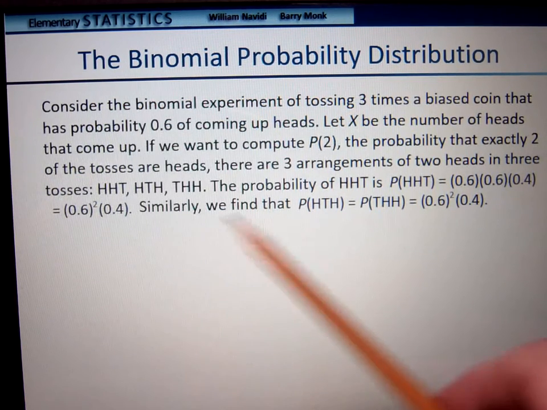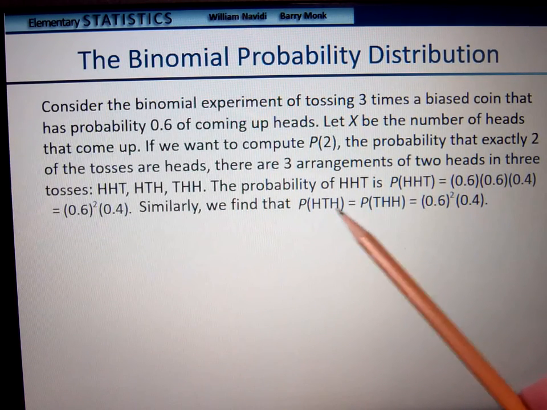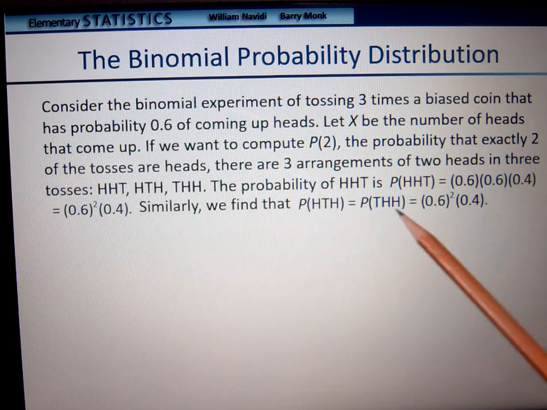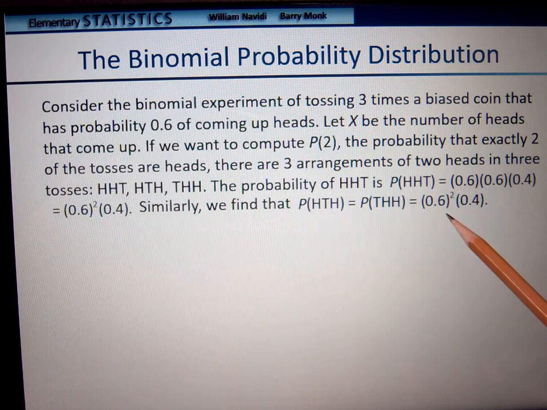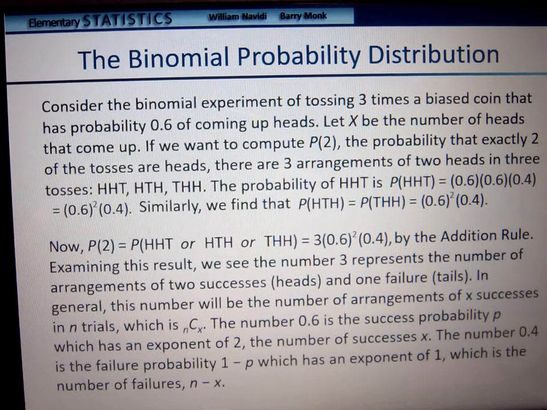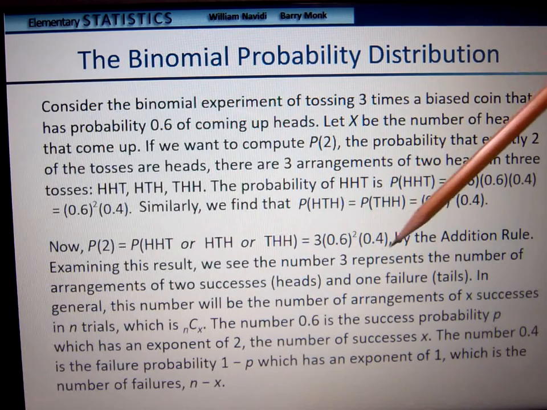Similarly, we can take a look at this one. Well, we know that if we have heads, tails, heads, or if we have tails, heads, heads, we also will get those. So now that we have the probability of 2, which is heads, heads, tails, heads, tails, heads, or tails, heads, heads, we're going to take the 3 arrangements that we have, 3 times our binomial distribution, which is 0.6 to the second power and 0.4.